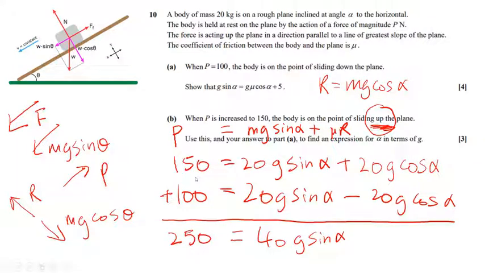Okay, so P going up the plane equals the two forces going down the plane. We know that P is 150, and that's going up. Going down, you have 20g sine alpha plus the mu R. Now the mu R is the same as mu mg cos alpha. You know that m is 20, so you just put all that in.